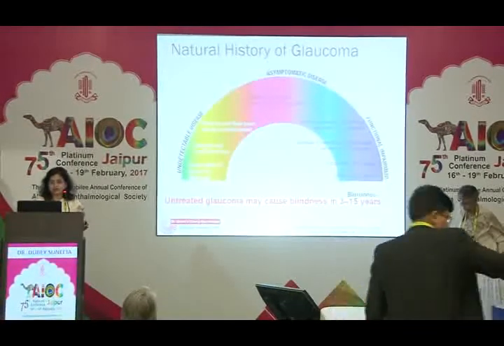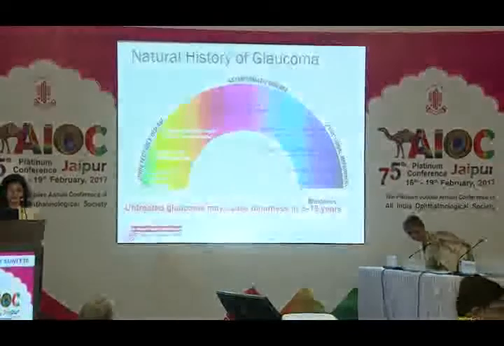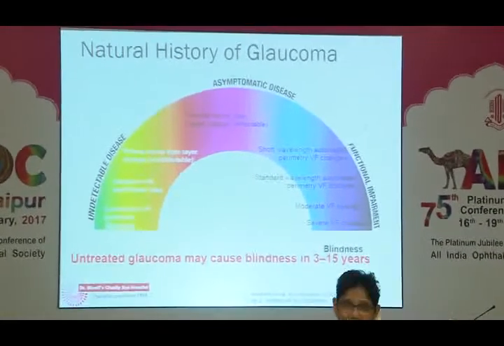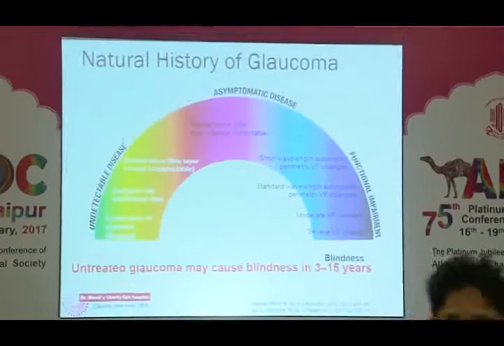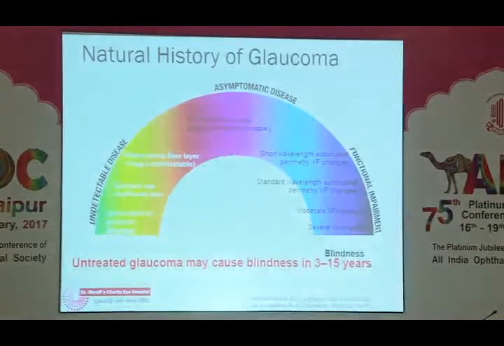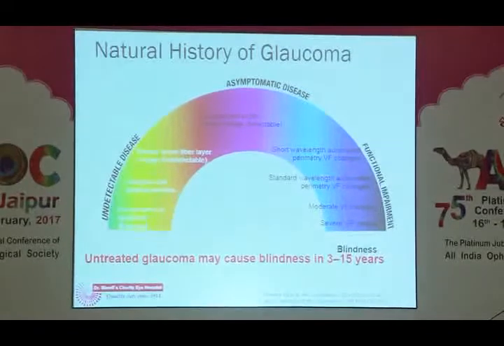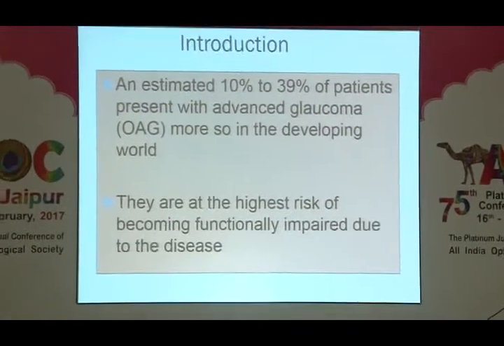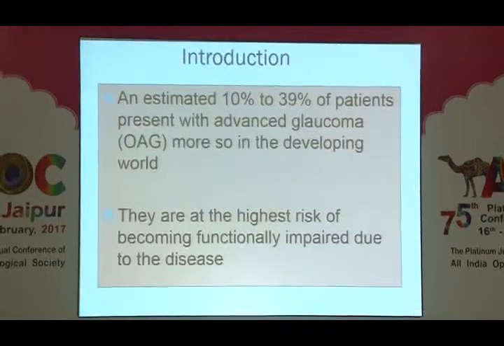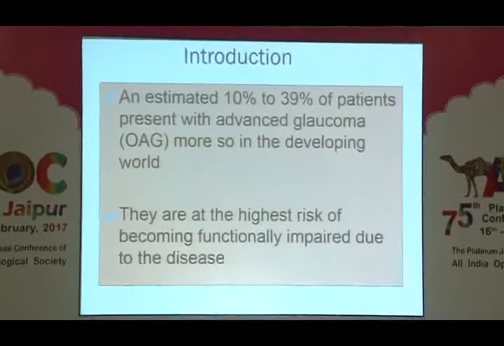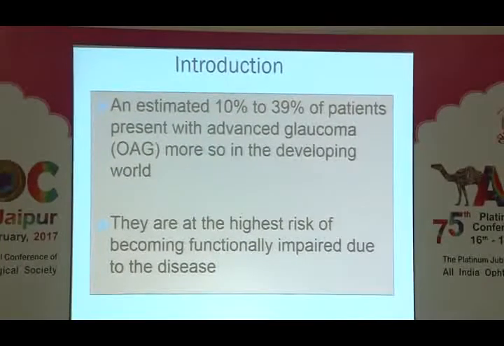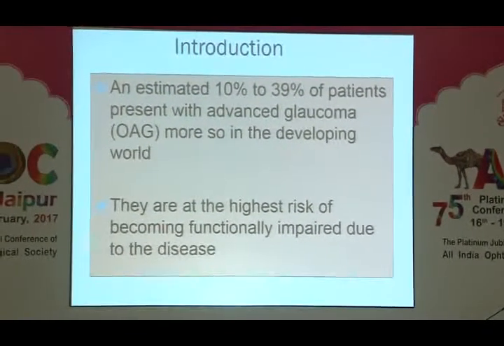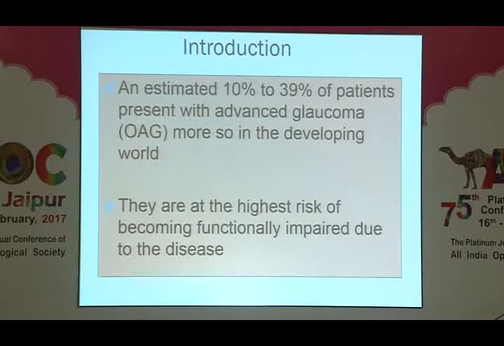If you go through this glaucoma continuum, you can see that the disease progresses from a stage of undetectable disease to the stage of functional impairment or advanced disease, and untreated glaucoma may cause blindness in 3 to 15 years, depending on the rate of progression. An estimated 10 to 39% of the patients present with advanced glaucoma, and more so in this part of the world. They present very late and with very, very advanced disease.